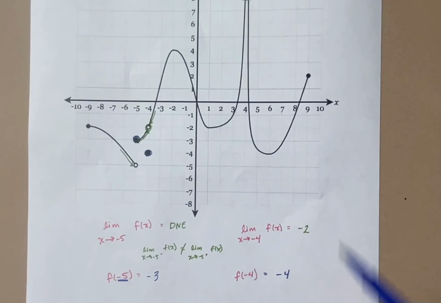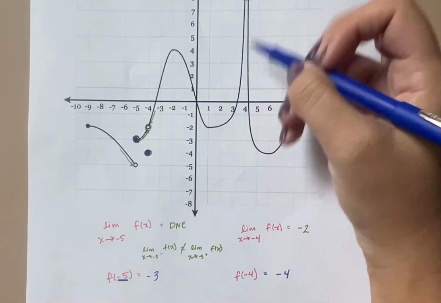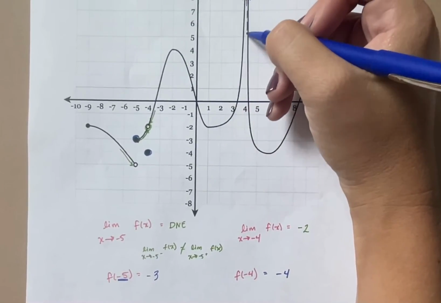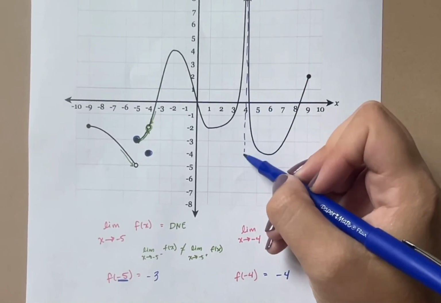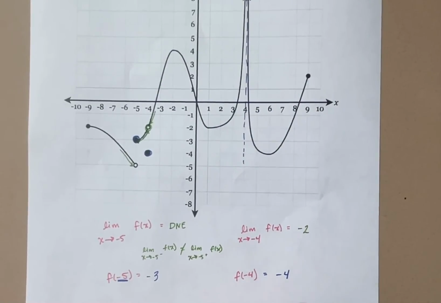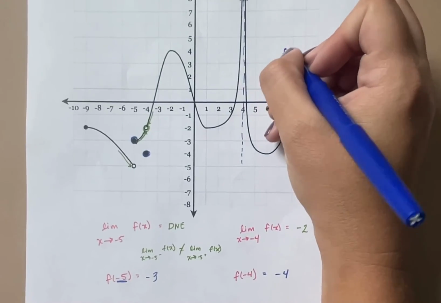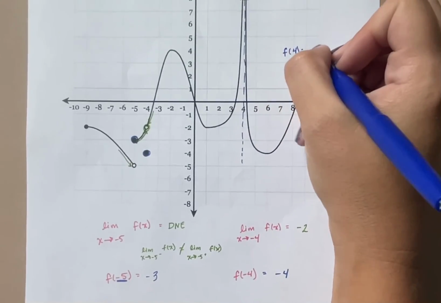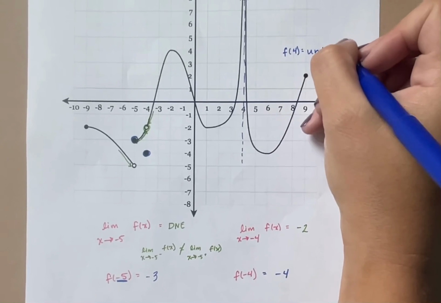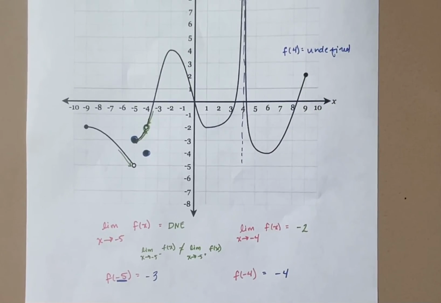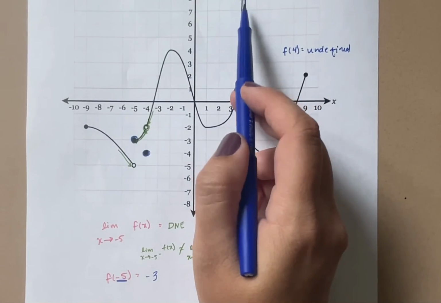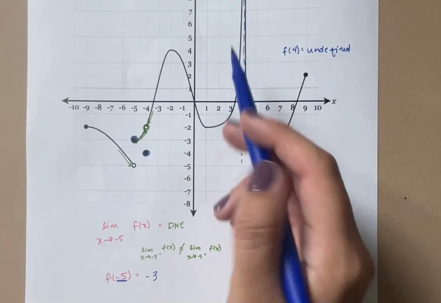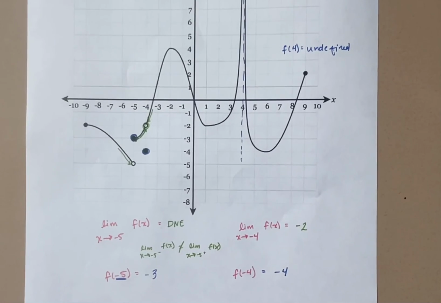There's also a discontinuity when x is +4. We can tell that there's a vertical asymptote here. So that means a couple of things. First of all, it means that f of 4 is undefined. There is not an actual y value when x is +4. The function is not defined anywhere on this x value.